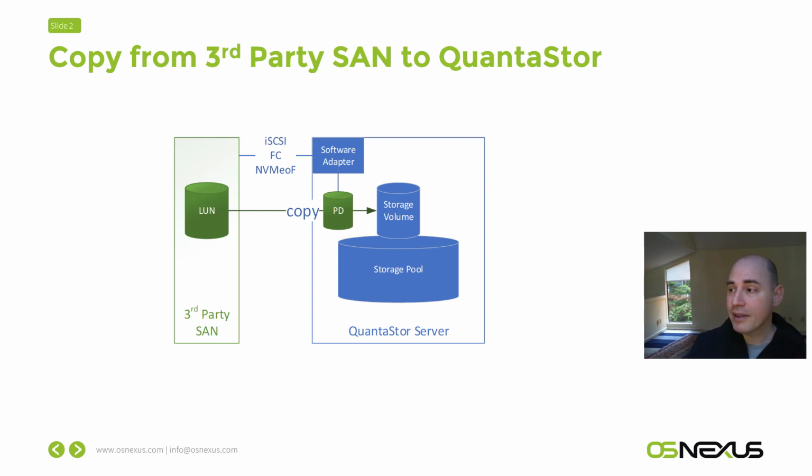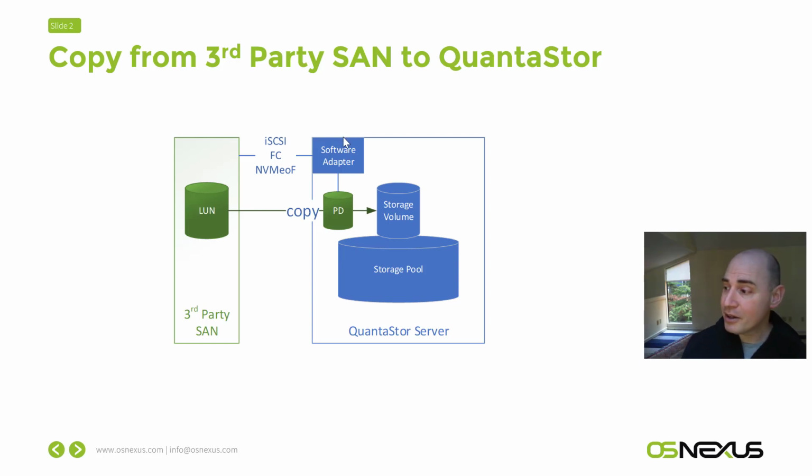So to begin with, the most basic way to copy a LUN from a third-party SAN to QuantaStor is to first attach to that device from your third-party SAN and copy it into a pool within the QuantaStor system. And the block device in QuantaStor, all block devices are called storage volumes. So your LUN in the third-party SAN, in terminology for QuantaStor, is called a storage volume.